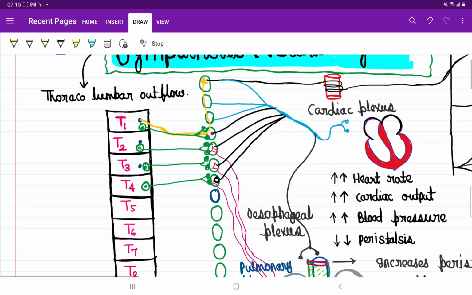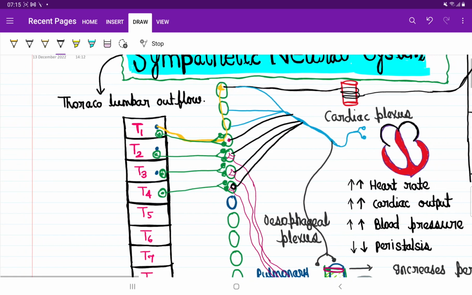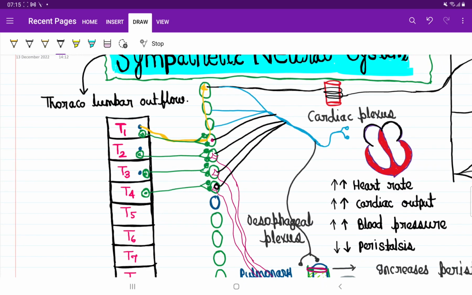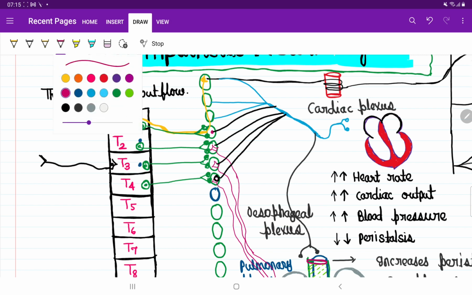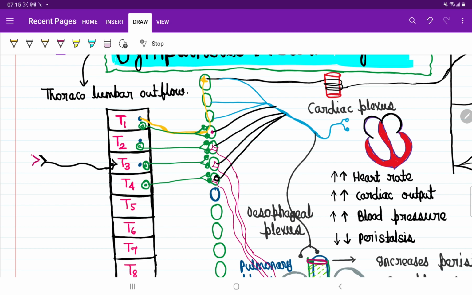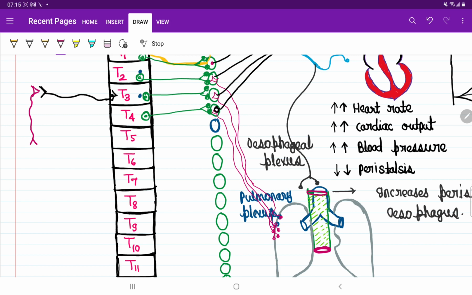In this sympathetic neural supply, a few things you will find common everywhere. One neuron rises from the spinal cord, and this neuron is called the preganglionic neuron. This preganglionic neuron will form a synapse with a postganglionic neuron, and this postganglionic neuron supplies the organ.